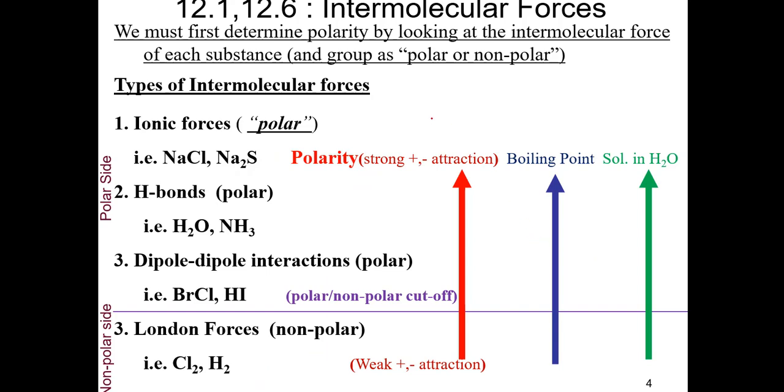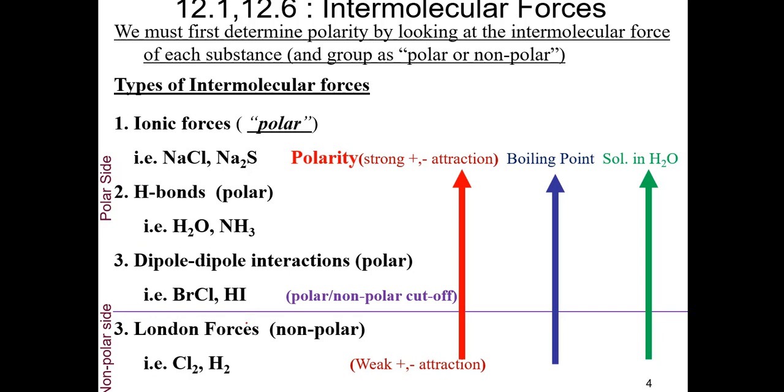Slide 4 is super important. You need to memorize this slide inside and out. Memorize the 4 types of intermolecular forces talked about in this class: ionic, hydrogen bond, dipole-dipole, and London. Memorize that 3 of the intermolecular forces are categorized as polar, whereas the other force, London forces, is going to be nonpolar.